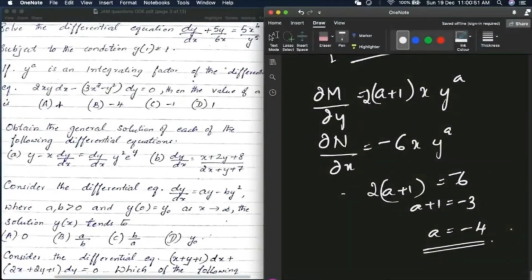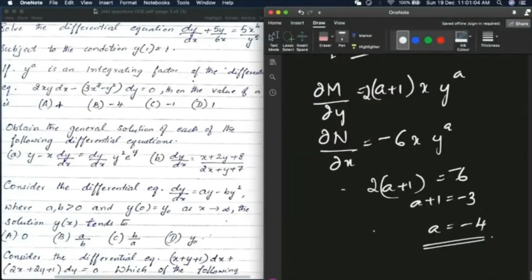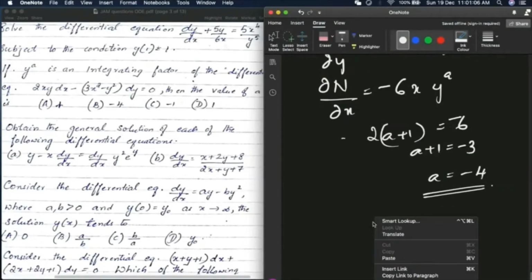Can you tell me whether you can write y minus x dy by dx is equal to dy by dx into y square e raised to y. Or else if I simplify this, you can check for exactness actually. It is M dx plus N dy, it will come.